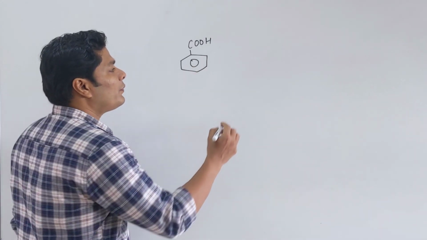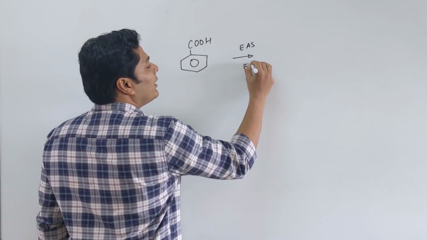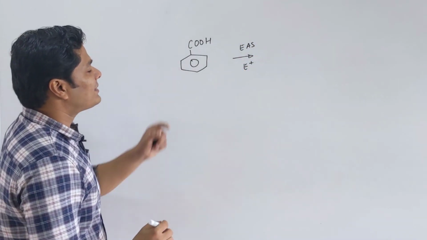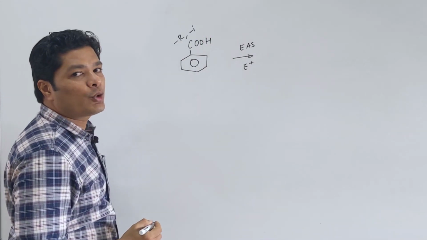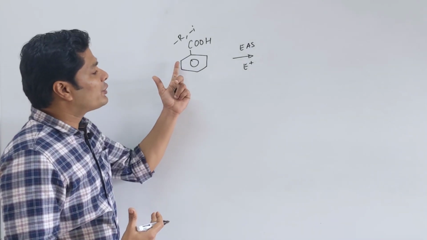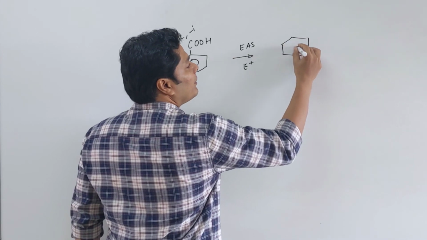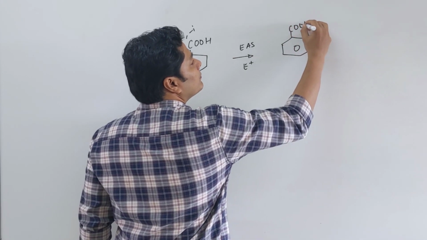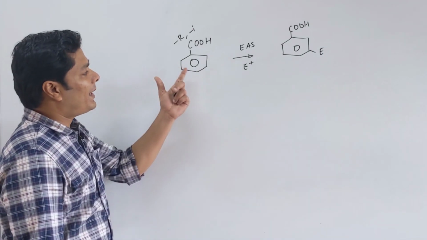Let's look into electrophilic aromatic substitution, EAS, with an electrophile. The acid group is a minus R, minus I group, meaning extremely deactivating. Because it is deactivating, substitution is going to occur at the meta position only. You are not going to get ortho or para because of this.